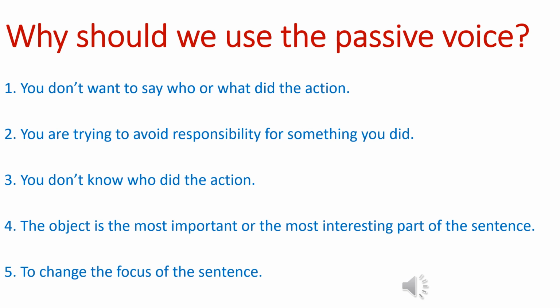Number three, you don't know who did the action. The cake was eaten. I don't know who ate the cake. Number four, the object is the most important or the most interesting part of the sentence. The area was disinfected. I don't care about who disinfected it.